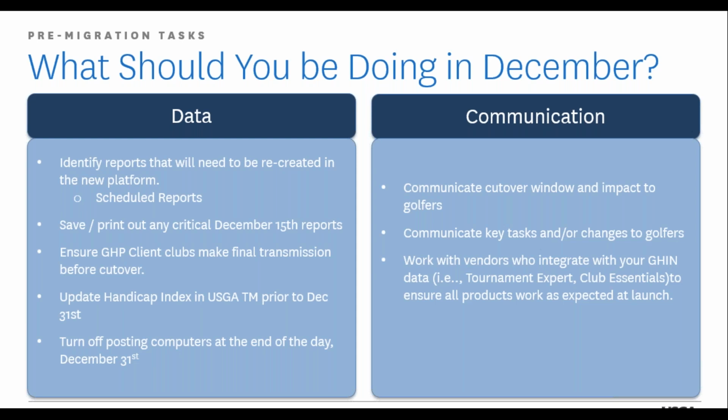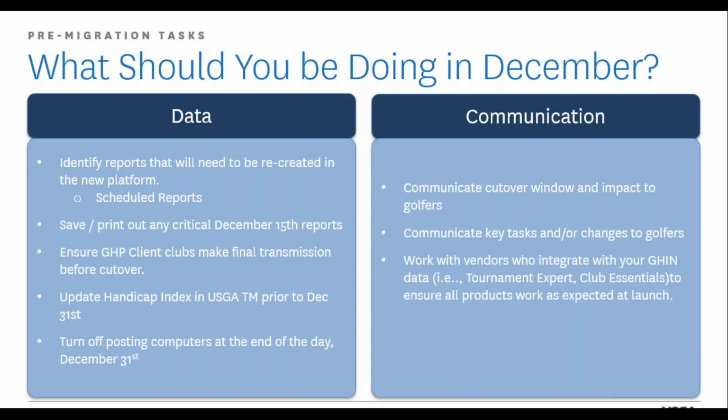Make sure, if you have not already done so, to communicate with your members. Talk to them about what the impact will be to them those first few days of January. And then communicate any key tasks. So an example of that for a golfer would be the e-golfer program. Make sure you communicate to the individuals that if they do have e-golfer data that they would like to retain, that they print and/or save any of that information.